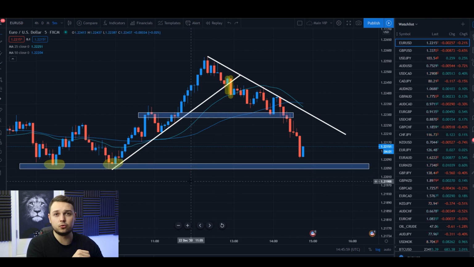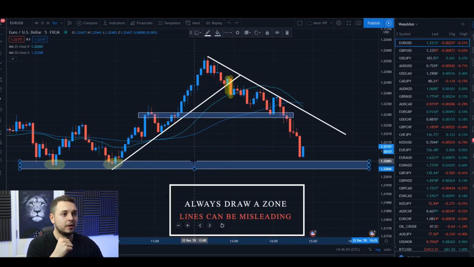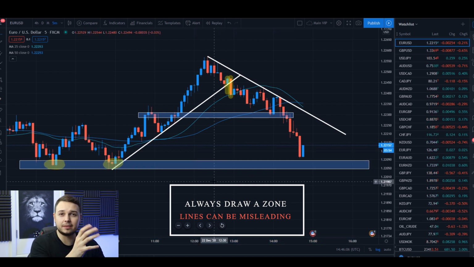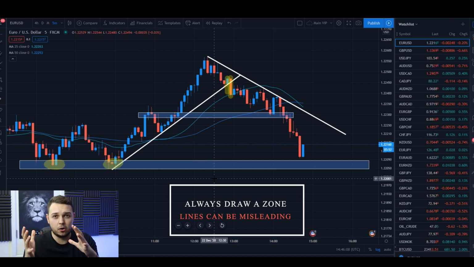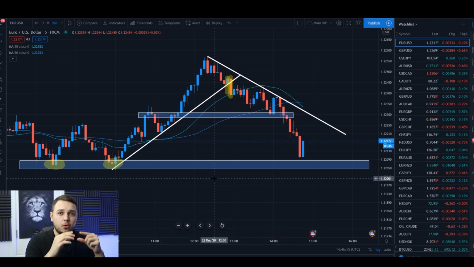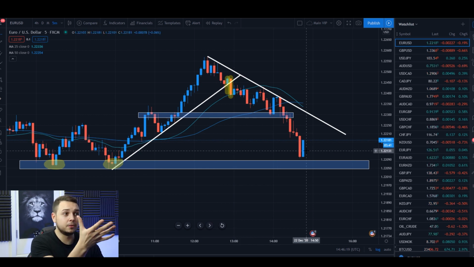That's why I never draw support or resistance as a line. I always draw it like this, with the rectangle tool, because it's an area zone, not an area line. It's never an exact price level. It's always an area zone, which you have to expect. So currently shooting back towards the upside.